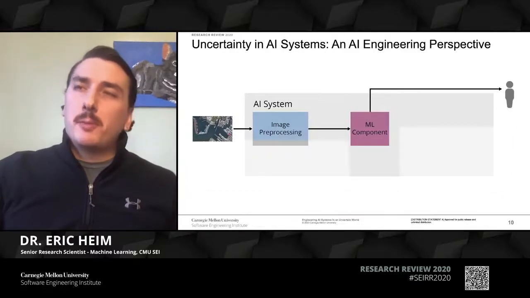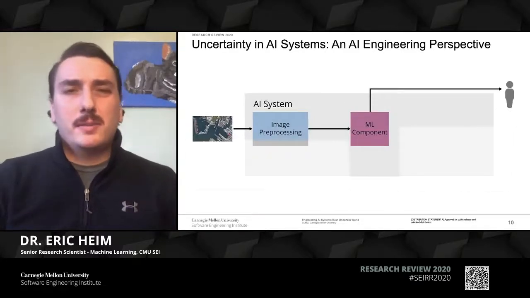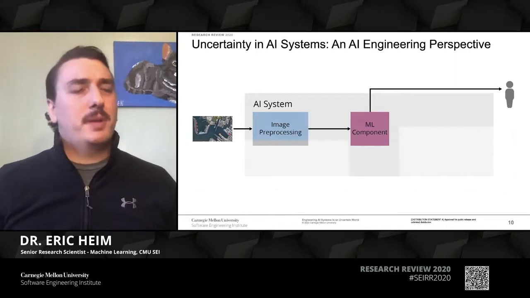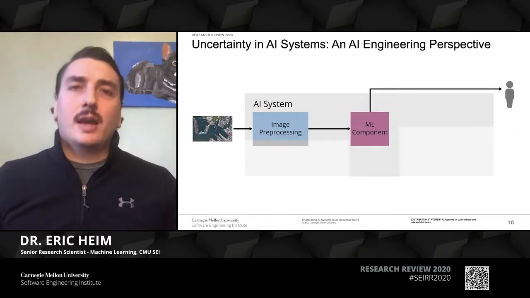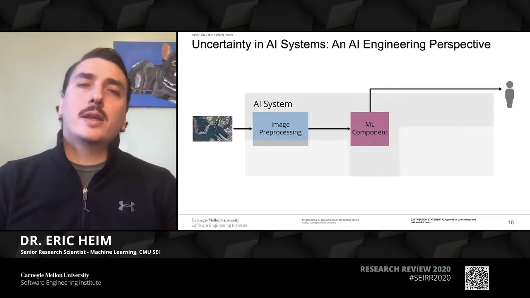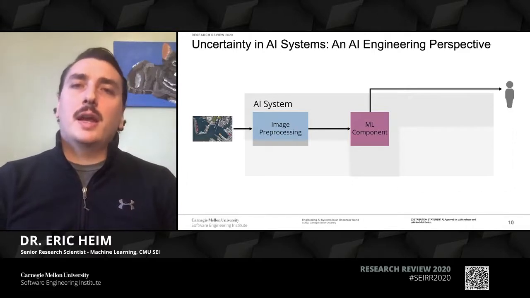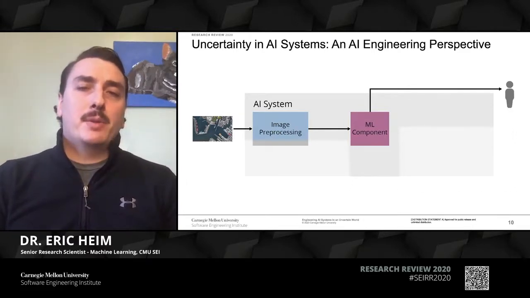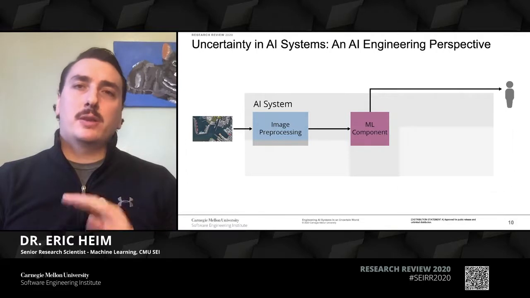So I just want to give one more perspective on uncertainty in AI systems, and this is from the AI engineering perspective. And you've heard a lot today, obviously, if you've been following some of the other talks, about what AI engineering is and the SEI and our efforts there. But I want to show what this means in terms of this project.